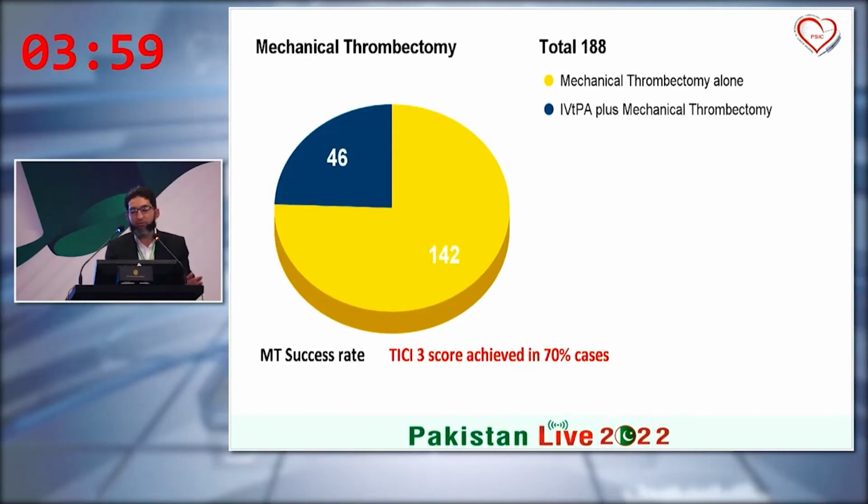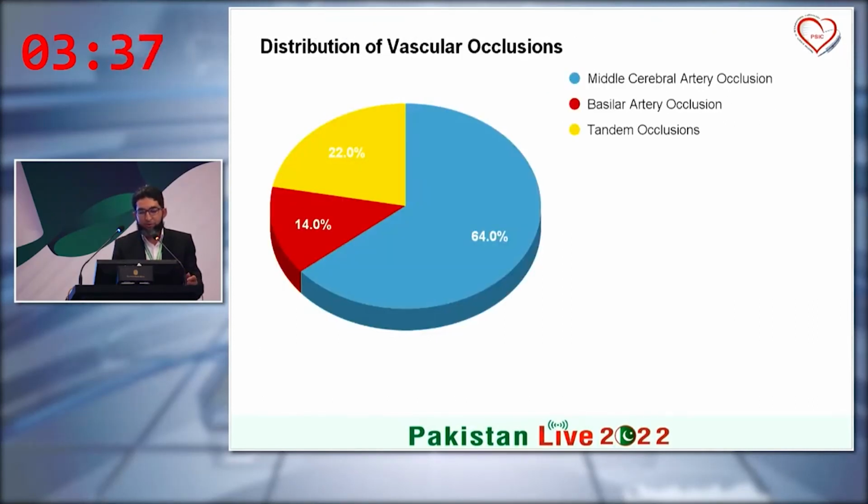They said there is further breakdown of this mechanical thrombectomy. In 142 cases, only mechanical thrombectomy was done, and in 46 cases, initially IV TPA was given and then mechanical thrombectomy was done. The mechanical thrombectomy success rate was that in more than 70% of cases, a TICI-3 score was achieved. Distribution of vascular occlusion: 64% of patients had middle cerebral artery occlusion, 22% had tandem occlusions, mostly with ICA involvement, and 14% had basilar artery occlusion.